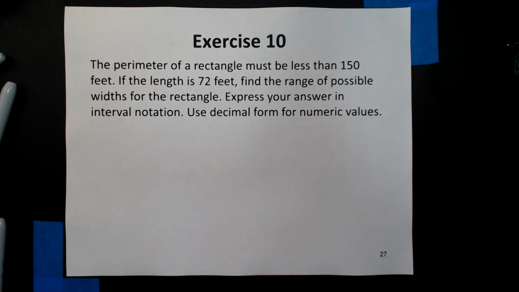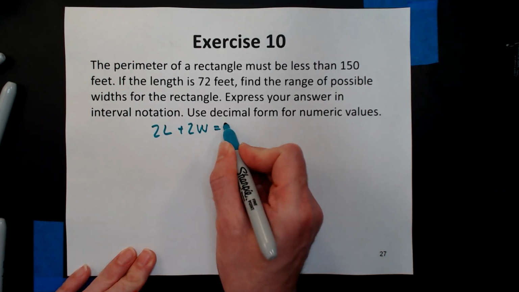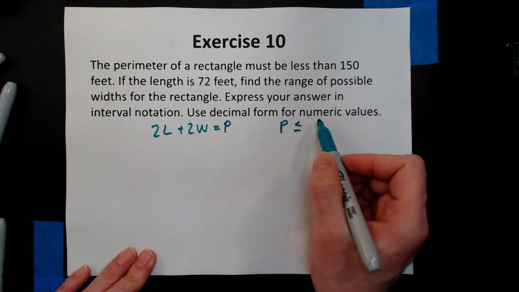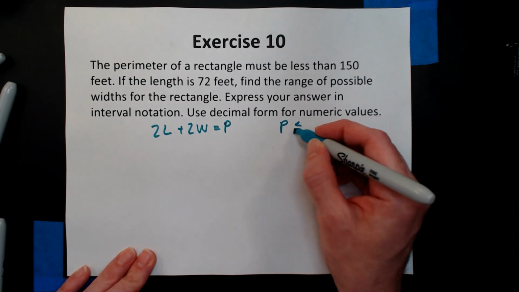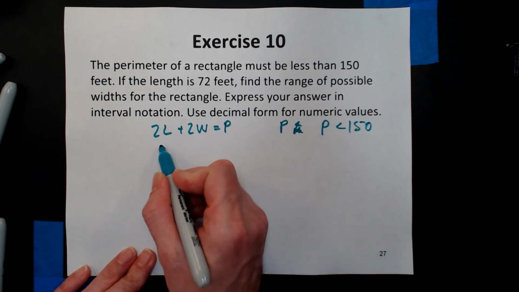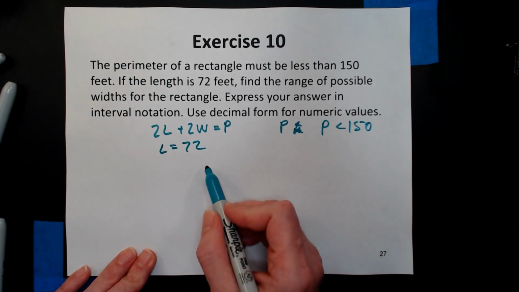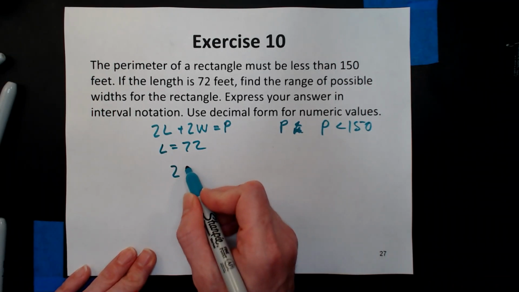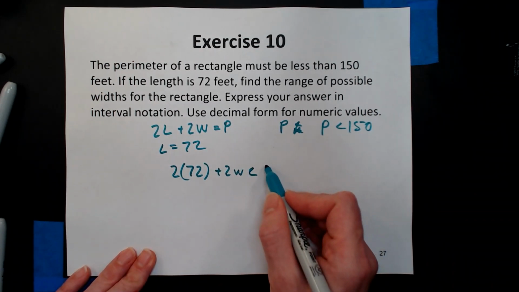Alright, so we have a rectangle. That's going to be 2 times length plus 2 times width equals perimeter. And we want P to be less than 150 feet. It doesn't say less than or equal to, it just says must be less than. So we assume the perimeter has to be less than 150 feet. And we say the length L is 72 feet. Then we're going to have 2 times L, 72, plus 2w has to be less than 150.